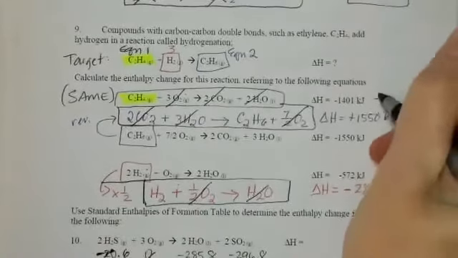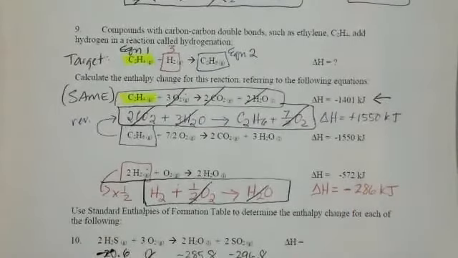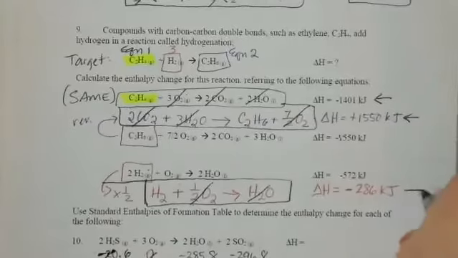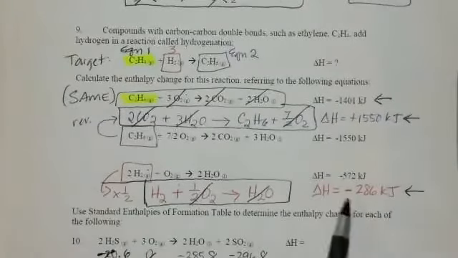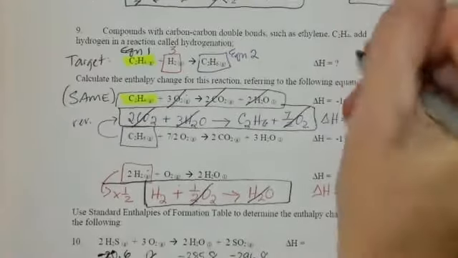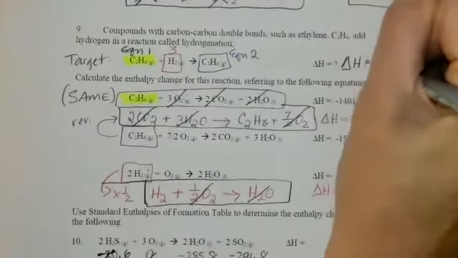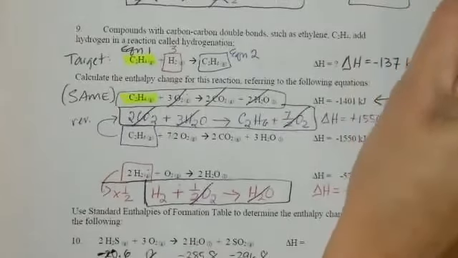So this one we kept the same, so I'm still going to keep that negative 1401. Then I'm going to add that to a positive, because we had to reverse the equation, positive 1550 kilojoules. And then I'm going to add that to the equation down here that I cut in half, the negative 286. And what I get here is a delta H of negative 137 kilojoules.